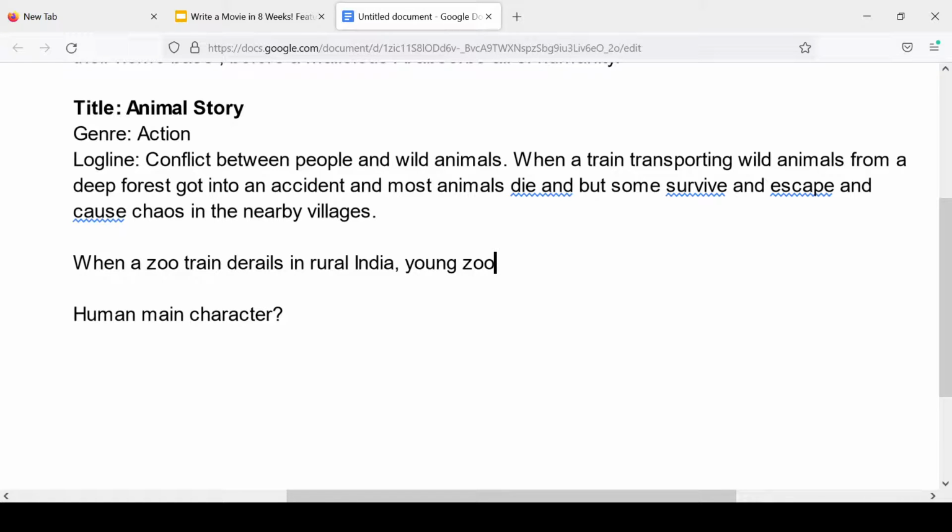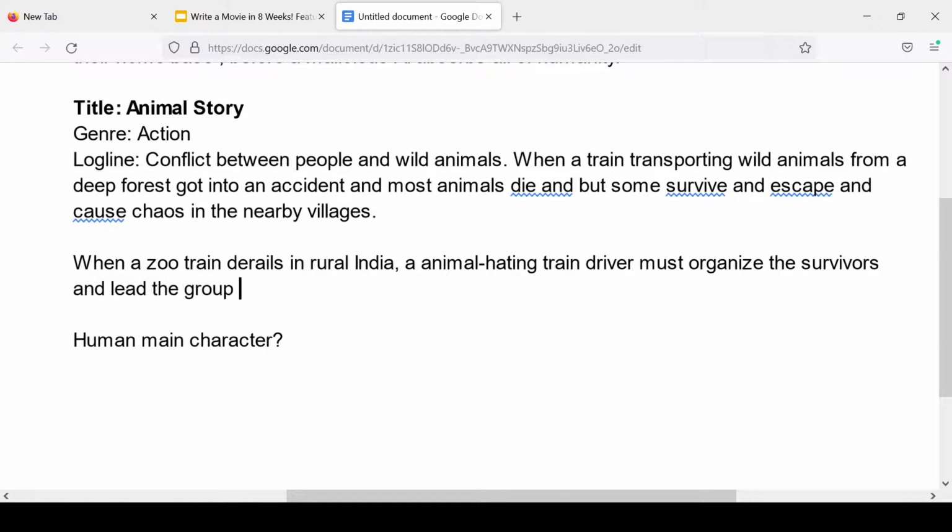I thought about it. Maybe the train driver himself can. Oh, sure. He causes the problem, and somehow he regrets it, and tries to rectify it as much as he can. Okay, sure. So I'm going to just pick a random trait for this guy. You don't have to use this, but we might say something like, an animal-hating train driver must organize the survivors and lead the group of humans and zoo animals to safety. Something like that. I'm just picking animal hate.